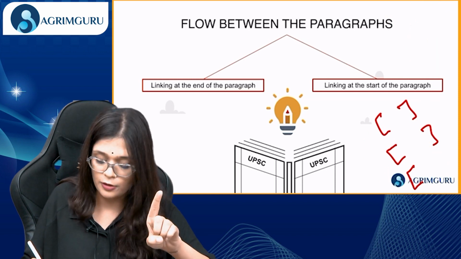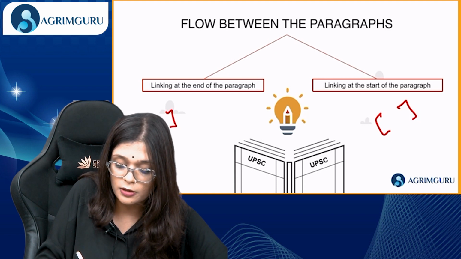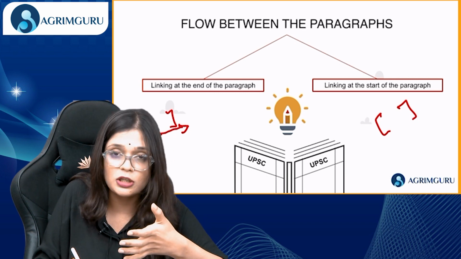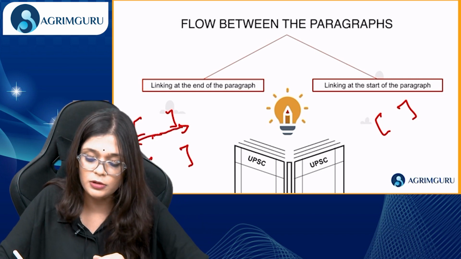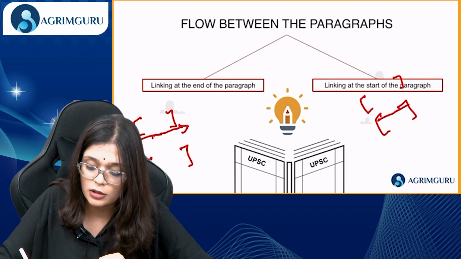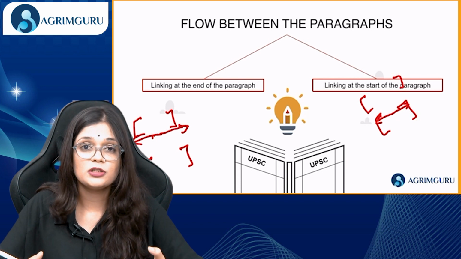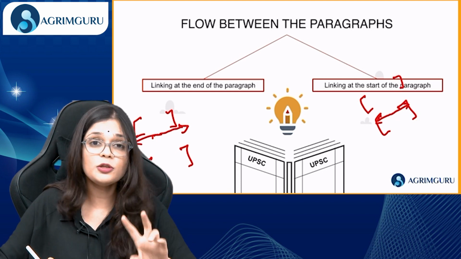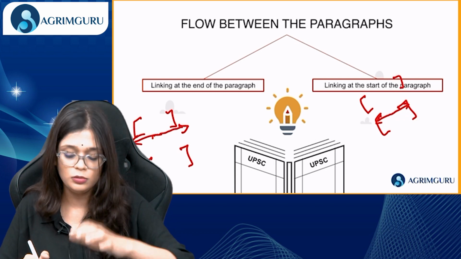Now there are two ways to maintain the flow between the paragraphs. One is linking at the end of the paragraph, which means, for example, you've written a paragraph, and at the end of this paragraph, you use connecting words and a connecting sentence that give a direction to the reader for the next paragraph. And the other is linking at the start of the paragraph. Now, for example, you've already written a paragraph. In the next para, in the first line, you introduce a topic. You are giving the reader a direction that this is what is coming next. There are two ways. Now, with the help of examples, we'll understand these two kinds of linking.